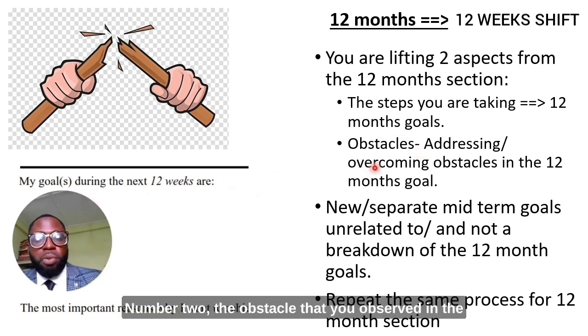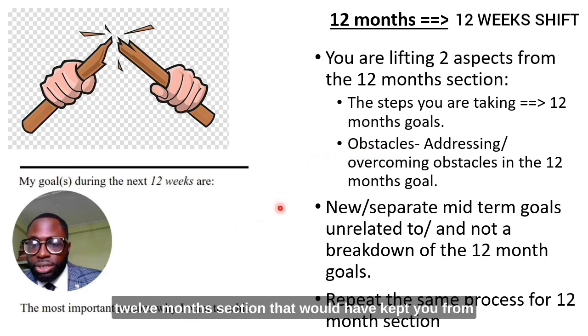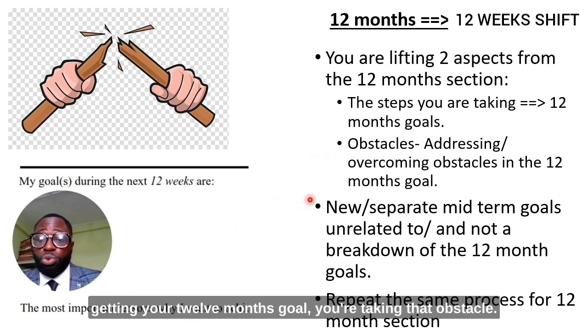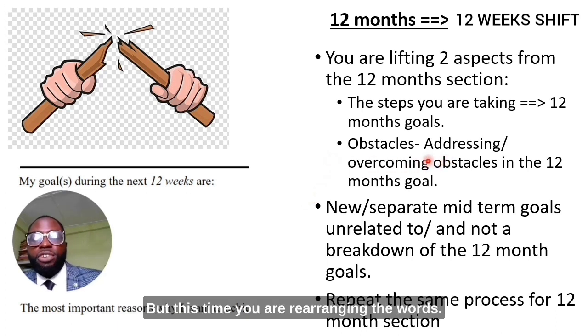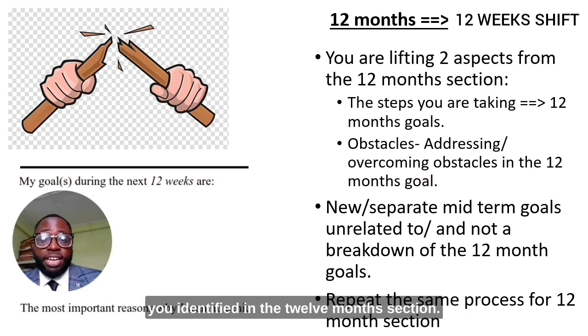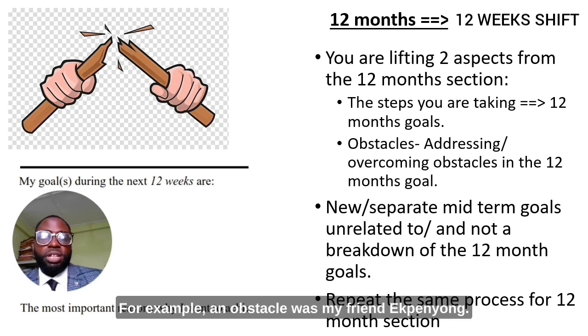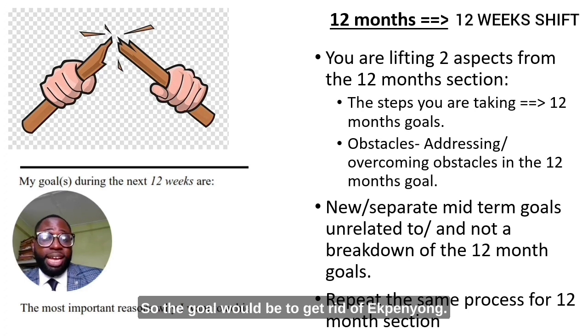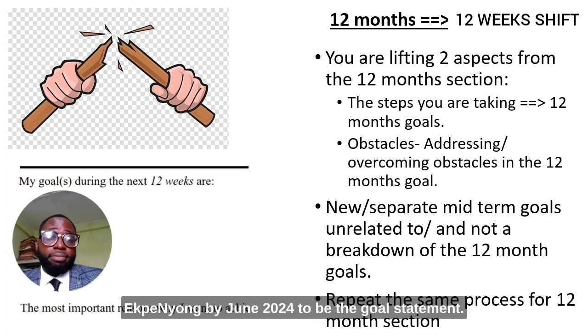Number two, the obstacle that you observed in the 12-month section that would have kept you from getting your 12-month goal. You're taking that obstacle, but this time you are rearranging the words. You are now addressing or overcoming that obstacle you identified in the 12-month section. For example, an obstacle was my friend Ipeon. So the goal would be to get rid of Ipeon by June 2024. That will be the goal statement.